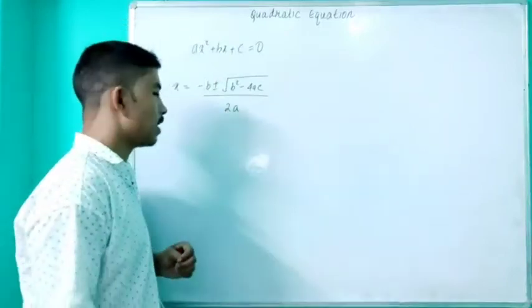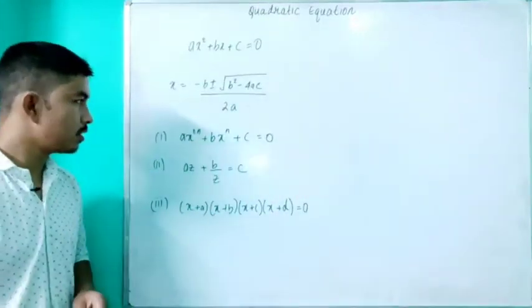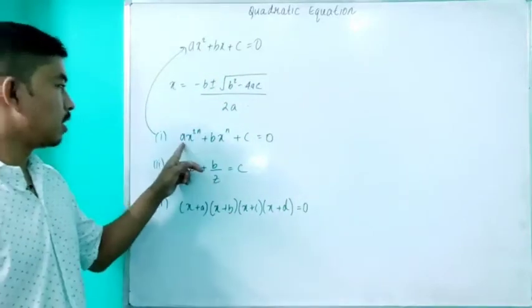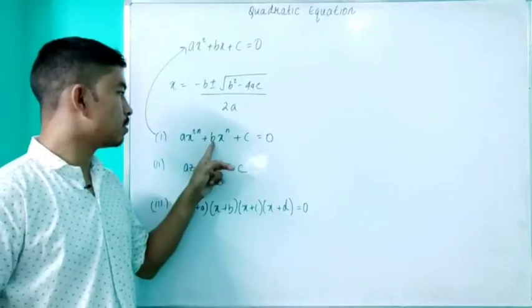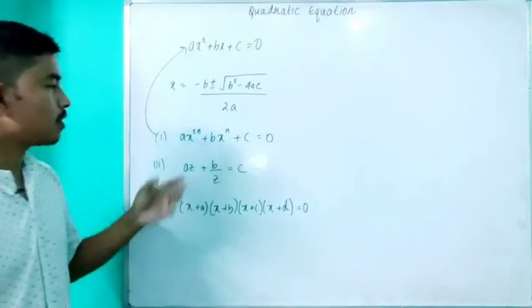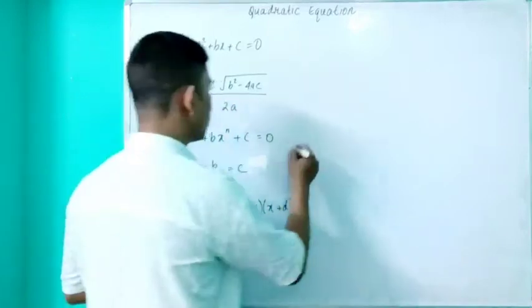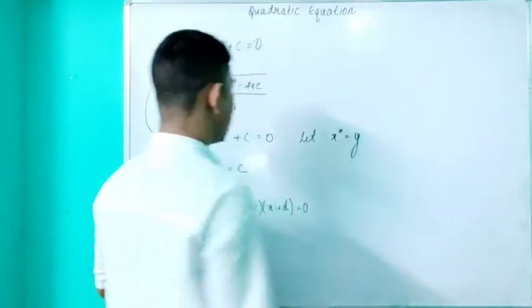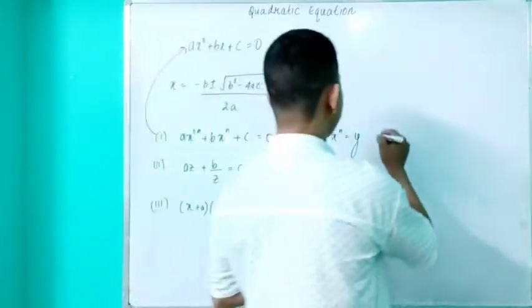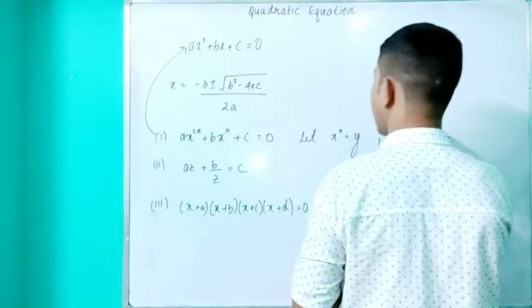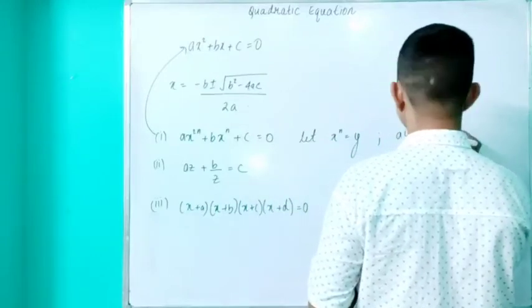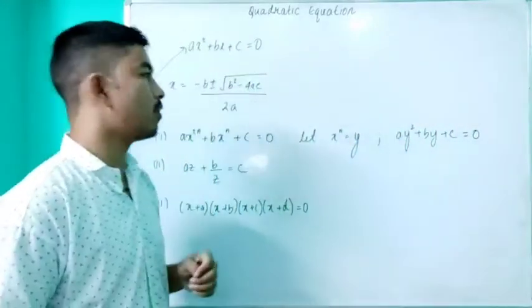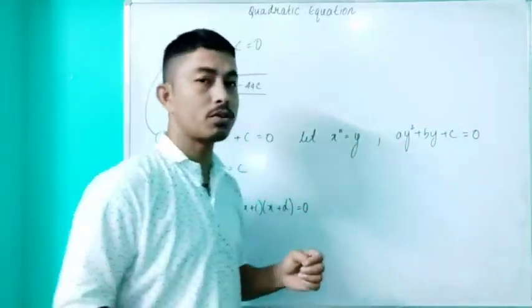So here I have written three kinds of equation which can be reduced to the standard form and then can be solved. The first being a into x to the power 2n plus b x to the power n plus c. So in this, what can we do? We can simply solve it by replacing. So we'll do let x to the power n is equal to y. Okay, so substituting this value, the equation gets reduced to the form a y square plus by plus c equals to 0. So these can easily be solved using the formula, and at the end of the solution we will substitute the value of y.